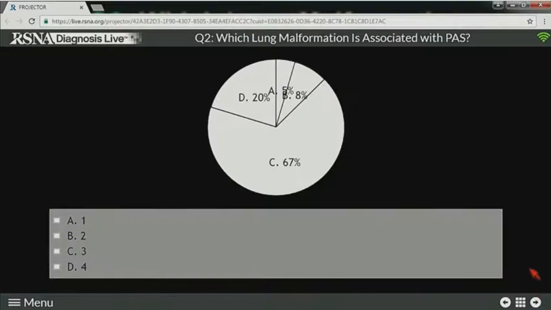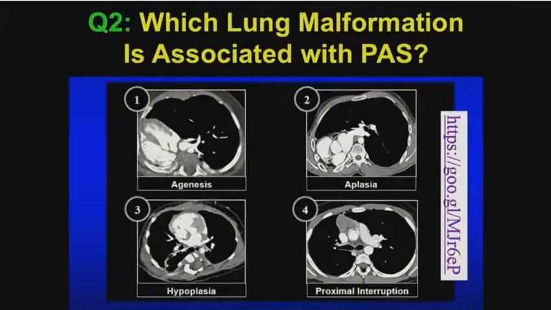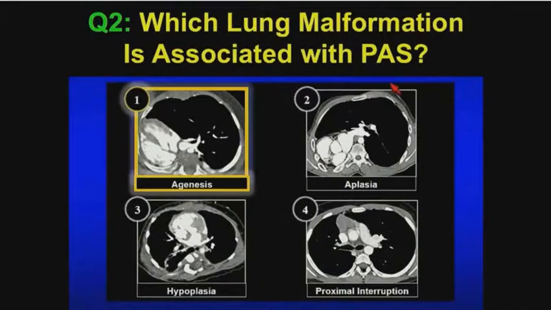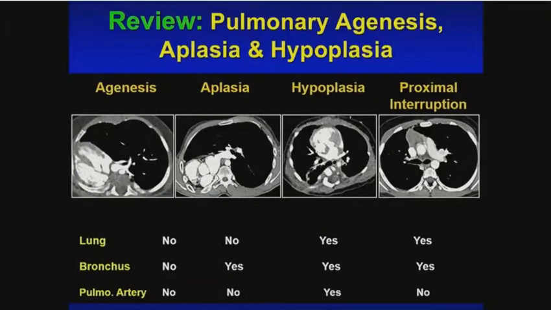I think that most people picked C, which was actually hypoplasia, and A 20%, and B 5%, and 8% of the people picked D, I think. The correct answer is actually number 1, which is lung agenesis. So these are the imaging findings and some of the abnormal vascular structure, bronchi and lung that are associated with lung agenesis, aplasia, hypoplasia, and proximal interruption of the pulmonary artery.